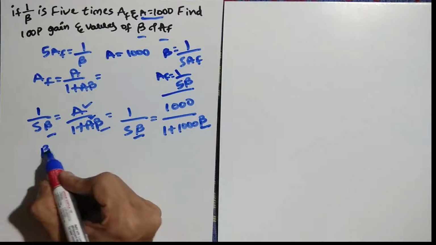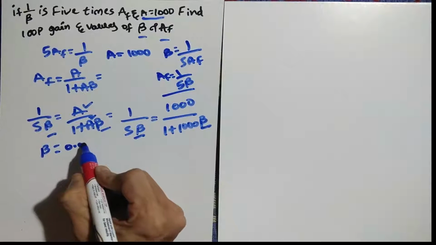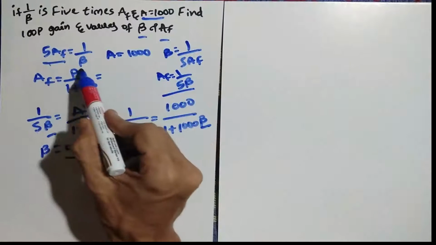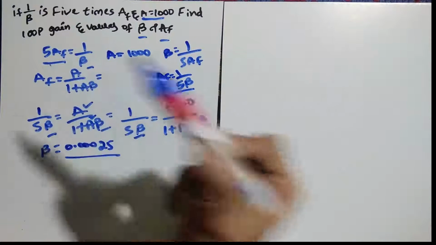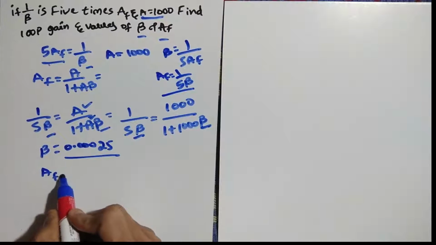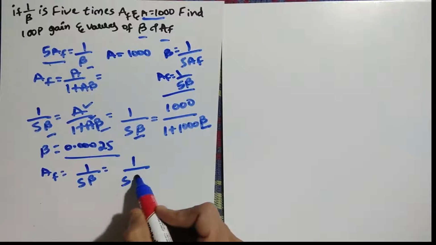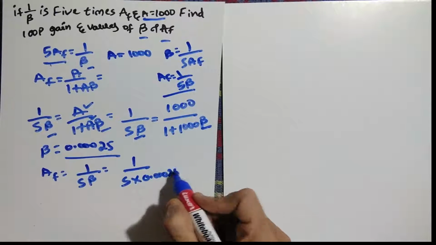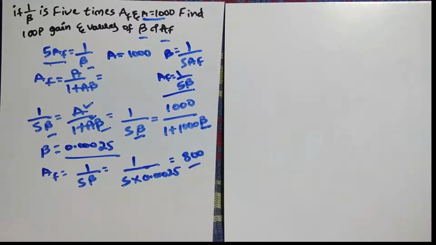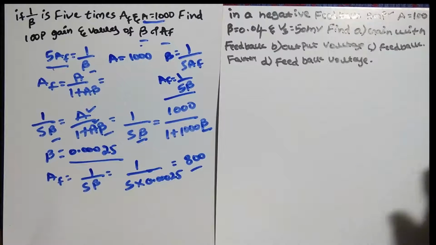From this we will get beta is equal to 0.00025. Now apply our formula. AF is equal to 1 by beta, or AF is equal to 1 by 5 beta. So apply that. AF is equal to 1 divided by 5 beta. So the value is 1 divided by 5 into 0.3 times 0.25. So you will get the answer is 800. This is the final answer for finding beta and AF. Next we will discuss one more problem.